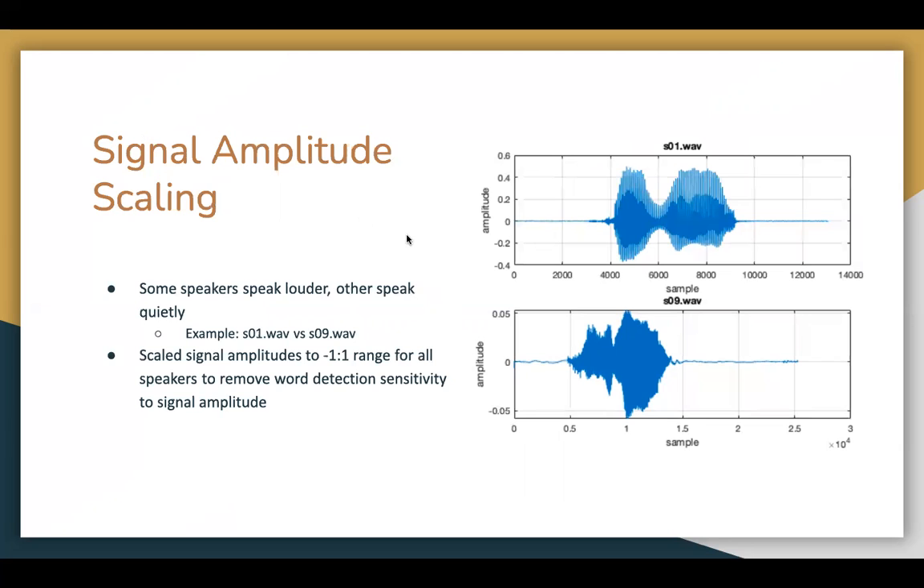And then the next thing we do to clean up our signals is we normalize the amplitudes to be between -1 and 1. As you can see in this example, some speakers speak louder and some speakers speak quietly. So that translates to the signal amplitudes being higher for some signals and much lower for others. After we normalize them, the word detection that we do later on will be less sensitive to these amplitude variations.